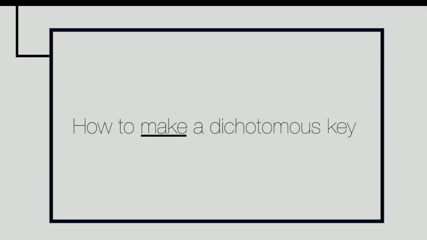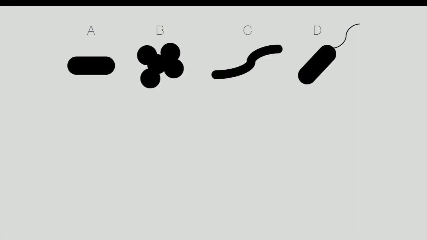Alright. Before I go into actually making a dichotomous key, I felt it'd be important to set up a context, as I feel that will help you in the process of making one. In this slide, I have 4 groups of bacteria, which I've simply labeled as A, B, C, and D.